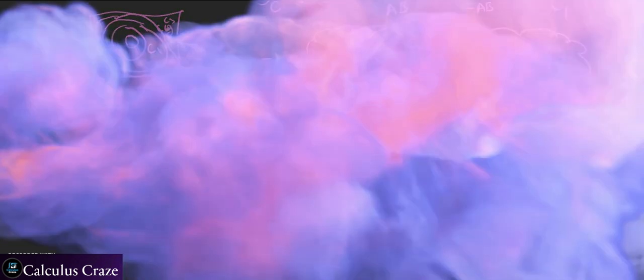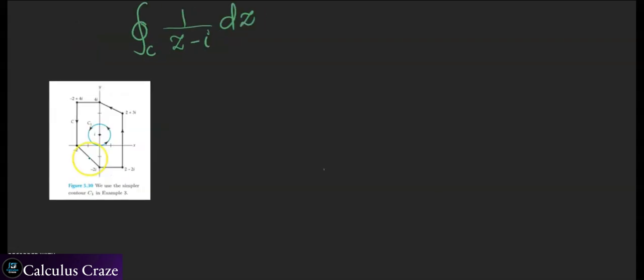So I will solve this integral. The integral is over a closed contour C of the integrand 1 over z minus i, dz. We want to solve this integral, where C is the curve shown in black. This one is the curve.